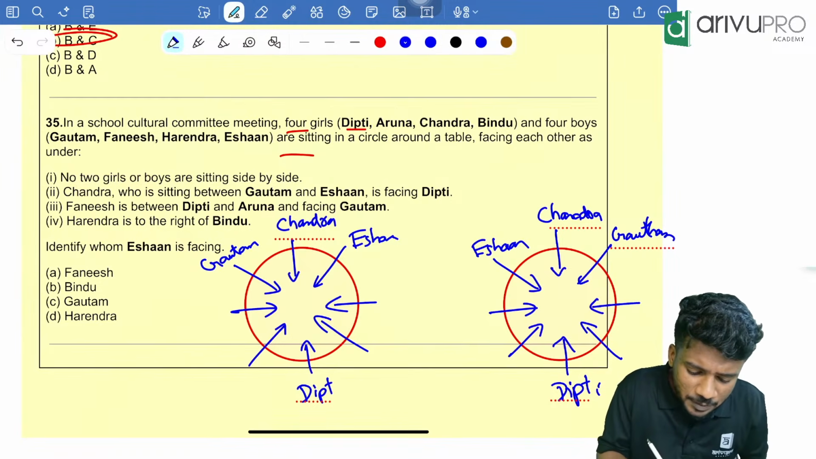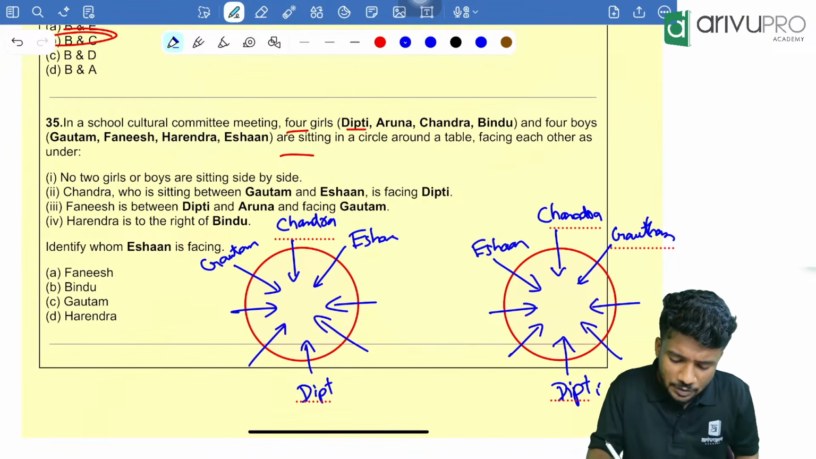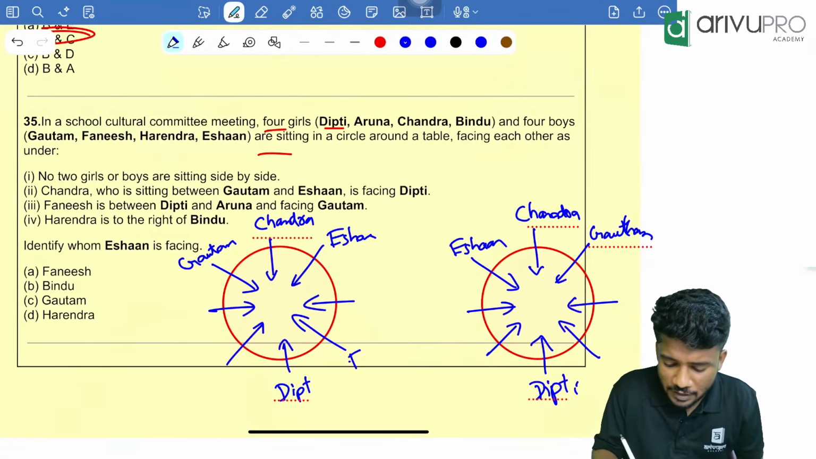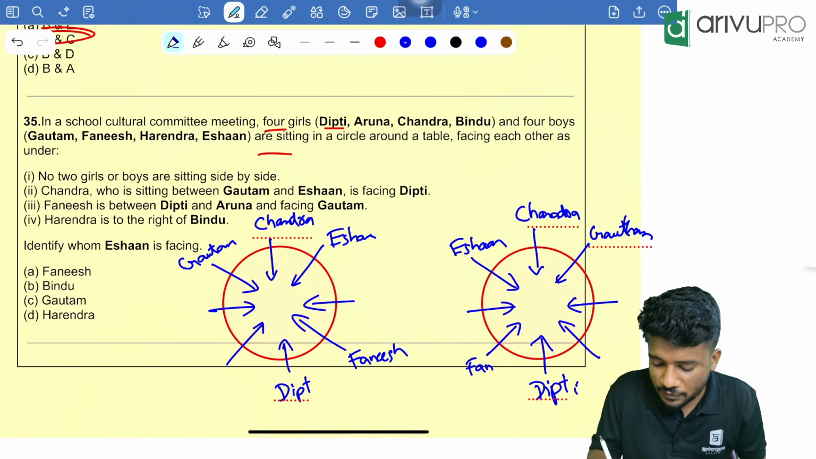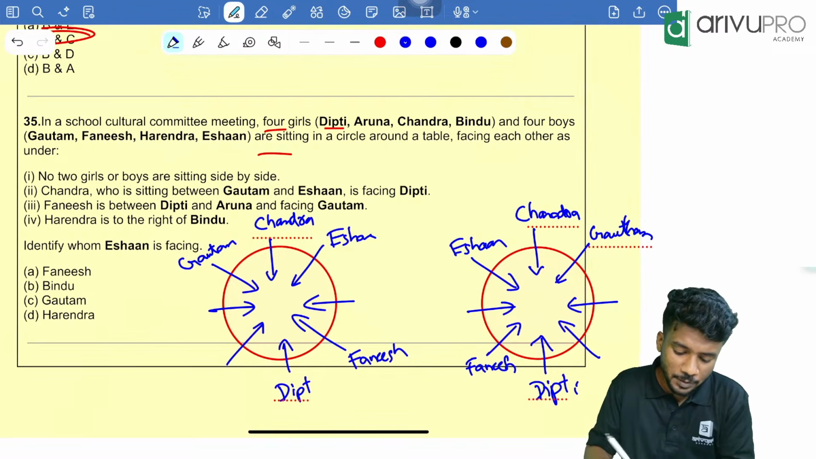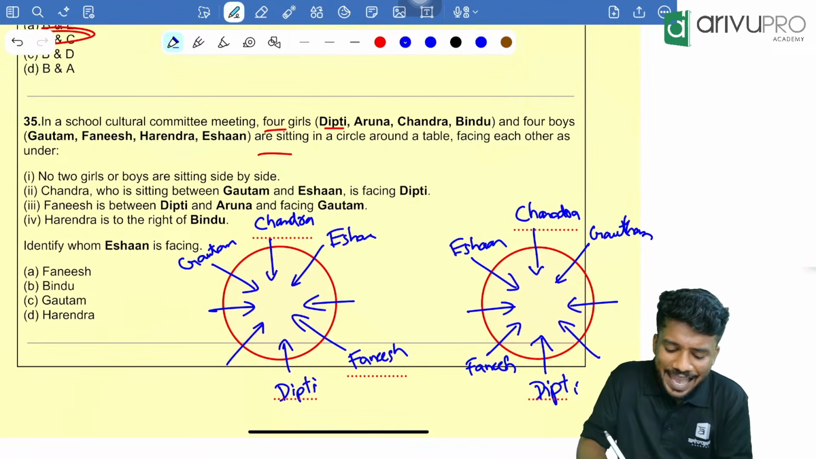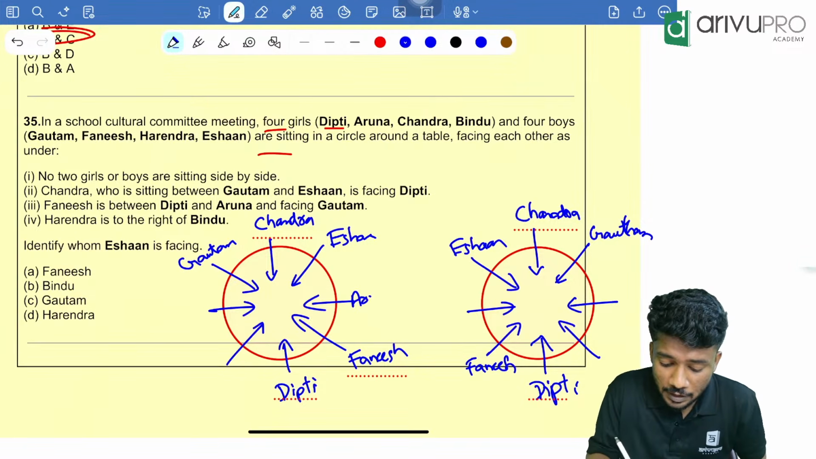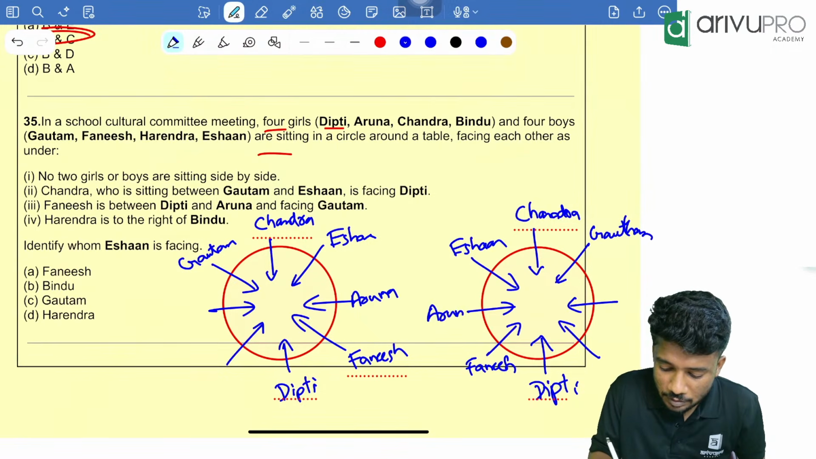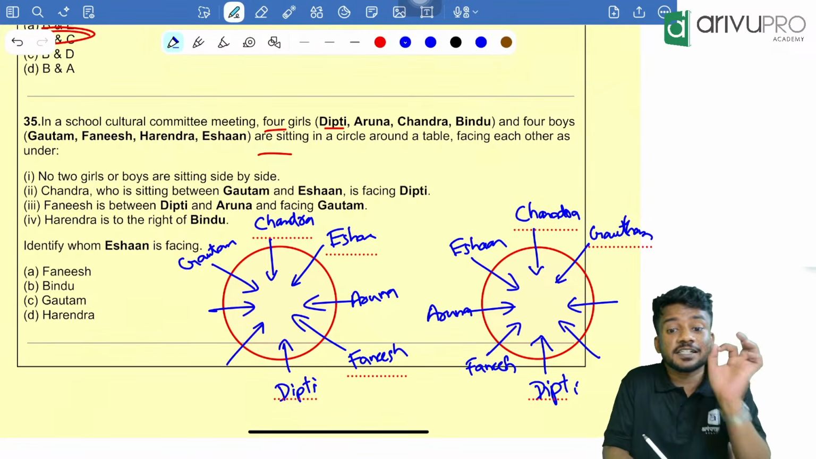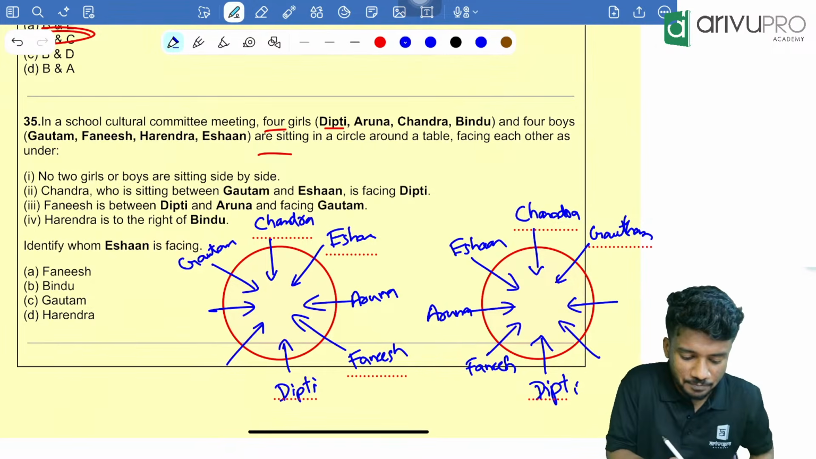Then Fanish is between Deepthi and Aruna, facing Gautam. So who is facing Gautam? Fanish is facing Gautam. But Fanish is between what and what? Deepthi and Aruna. So Aruna should be here and Deepthi should be here. Then the final condition. This is the condition which will give you the answer.